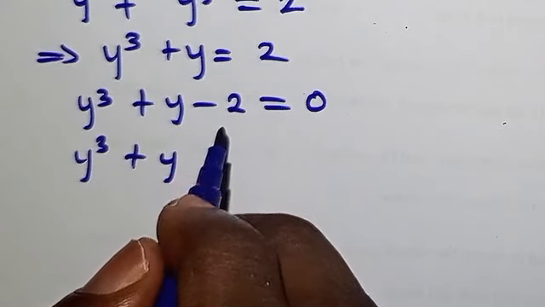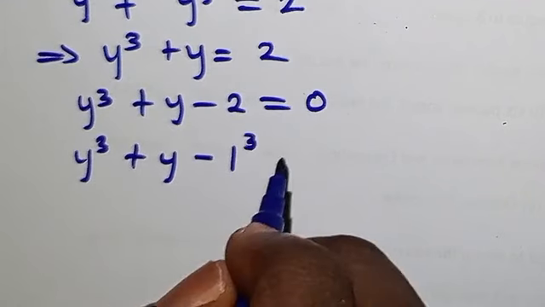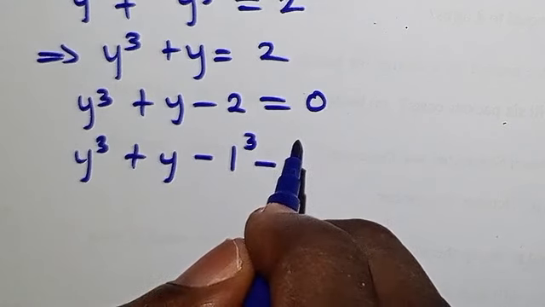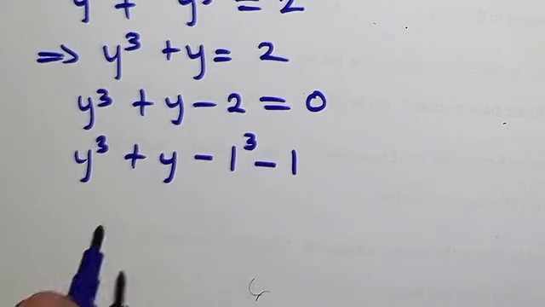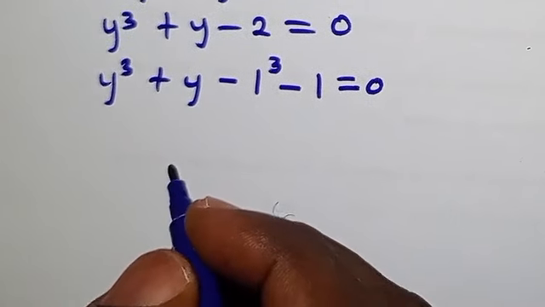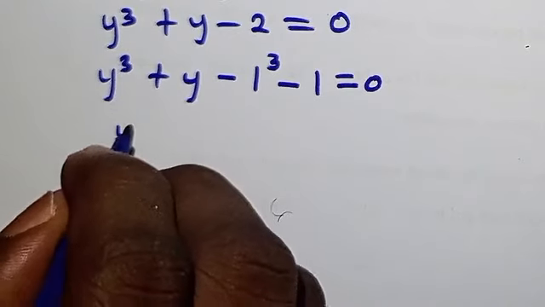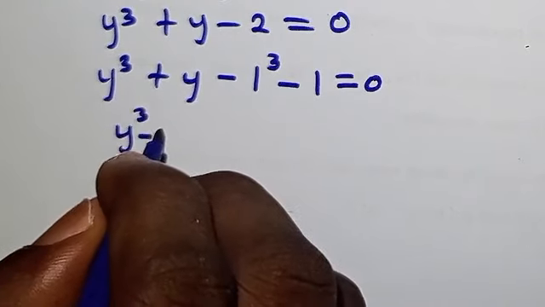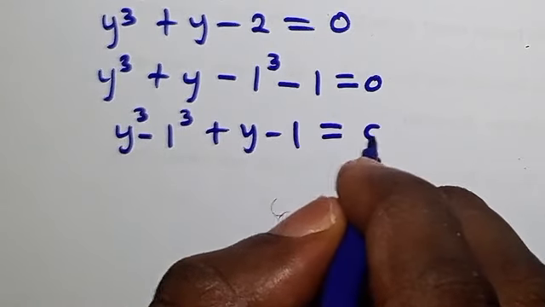So I can write this 2 as 1 to the power of 3 minus 1 to the power of 2, okay, up to the power of 1 like this, so equals 0. Now from there, we take this and this together. I'm going to have y to the power of 3 minus 1 to the power of 3, then plus y minus 1 equals 0.